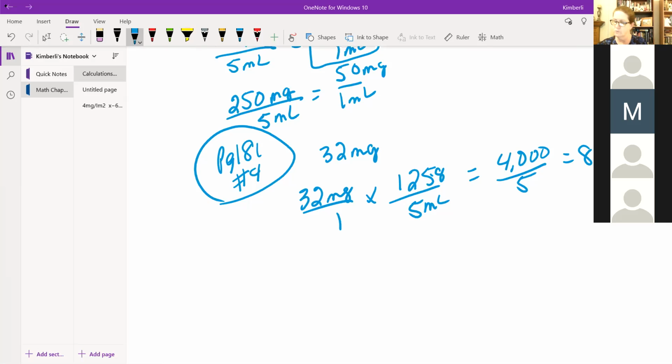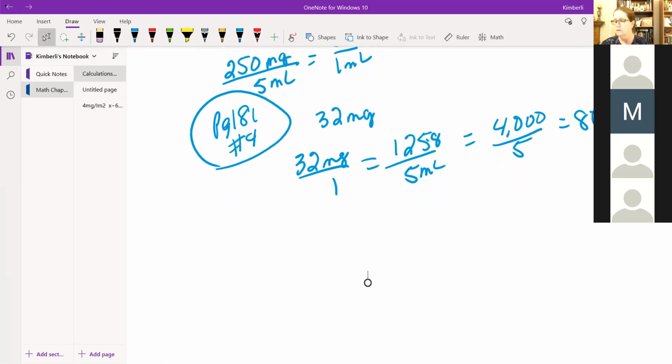So what did I do wrong? I set this up as if it were a ratio and proportion problem, but then I did it like dimensional analysis. Multiply 32 by 5. Yes, by 5 divided by 125. You had it opposite.